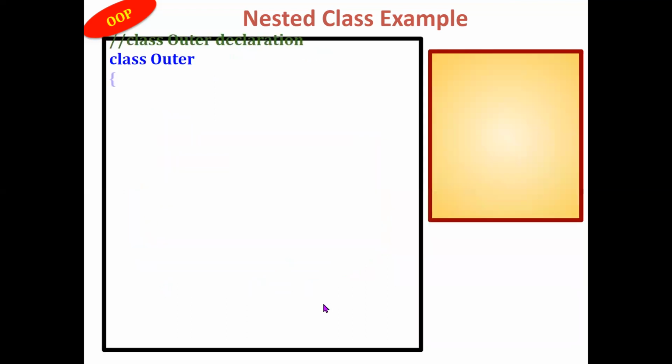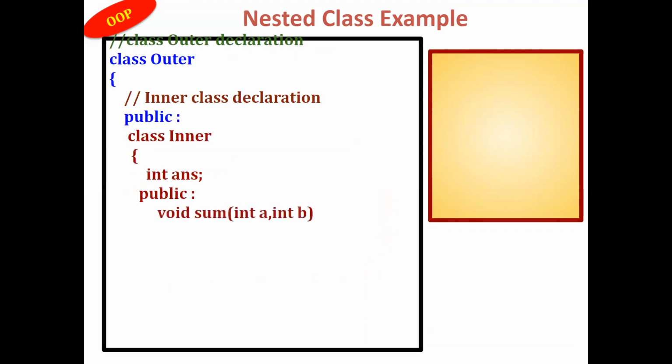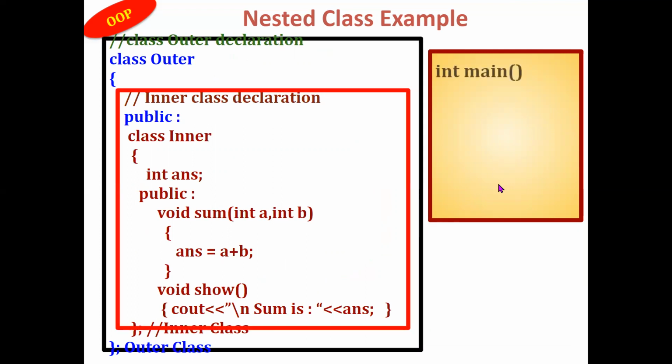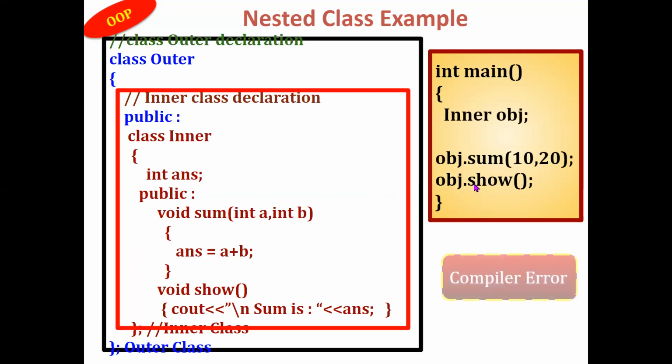In the next nested example, we can see class outer, and there is a class inner which has one variable and a sum function and show function. This is the outer class, and there is no function in the outer class. Now, when you want to access the sum function or the show function from the main function, then by the usual rule you create an object of inner class and access sum function and show function. But this will give you a compiler error.